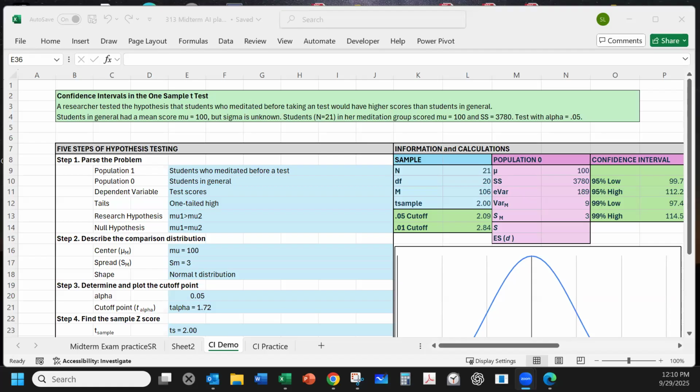Hello. I've got here a short little demo of confidence intervals that will help you as you're trying to understand effect size a little bit better. So I hope you take a few minutes to watch this. I've already solved this problem, but here it is.